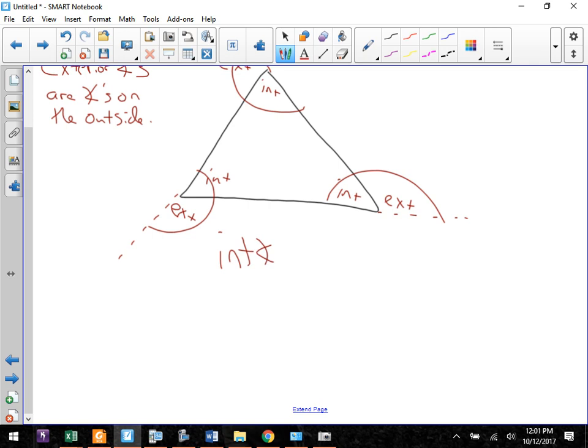interior and exterior are supplementary. Means they will always add up to equal 180 degrees. Okay. Always, always, always.